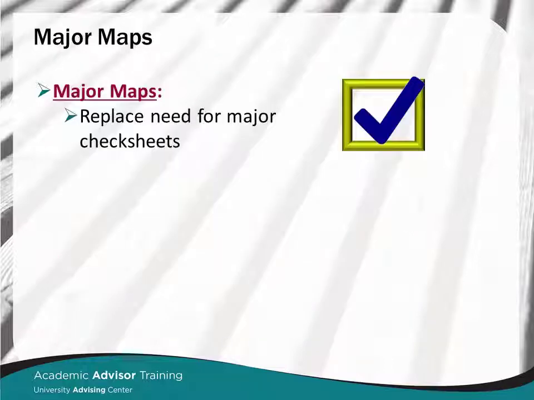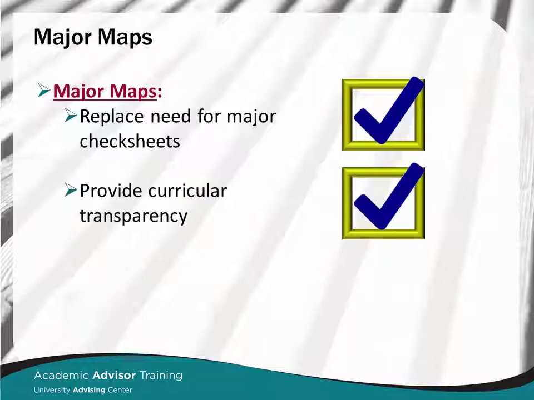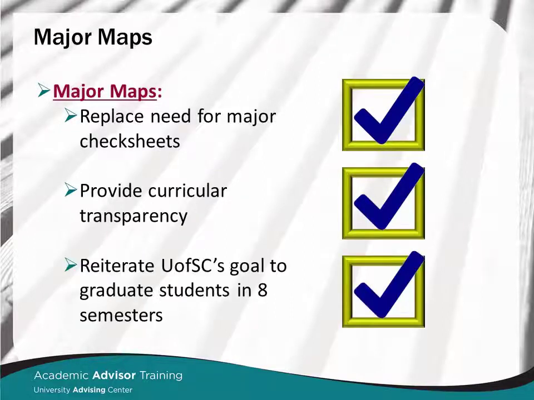Major maps replace the need for major check sheets, provide curricular transparency to both students and parents, and reiterate USC's goal for students to graduate in 8 semesters.